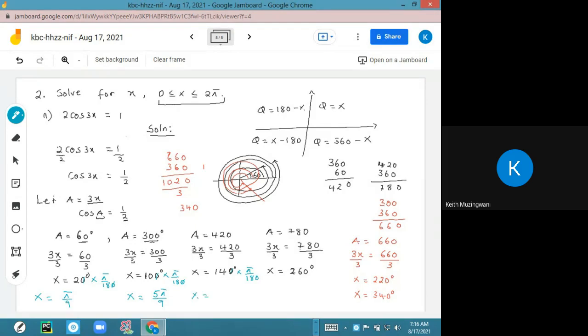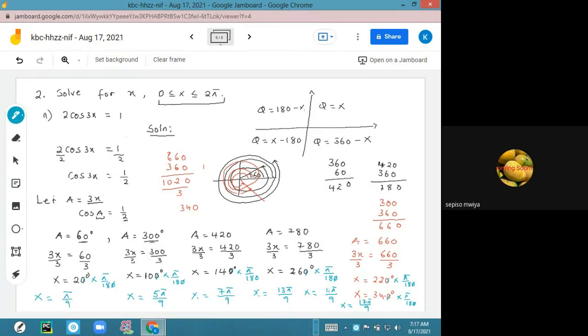We'll get x is equal to 7 pi over 9. We multiply by pi over 180. We'll get x is equal to 13 pi over 9. We multiply by pi over 180. We'll get x is equal to 11 pi over 9. We do the same here. We'll get x is equal to 17 pi over 9. So these are solutions: 1, 2, 3, 4, 5, 6 solutions.